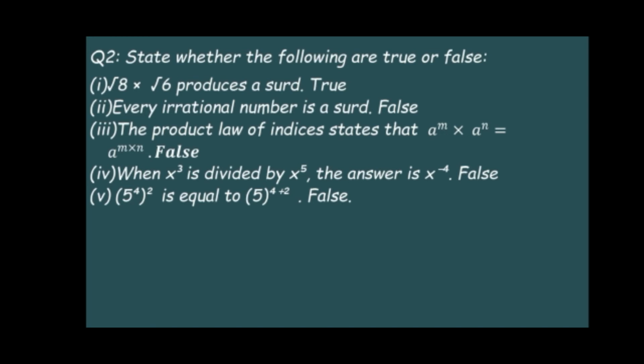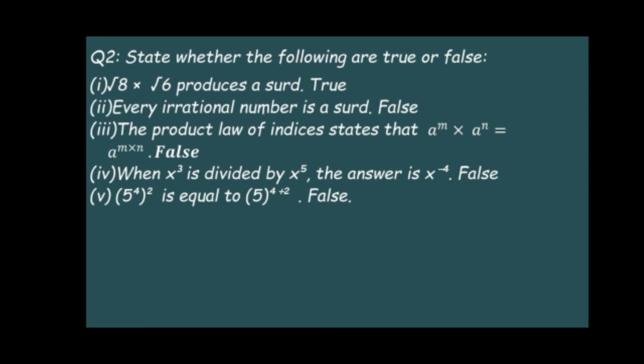Okay. Now part 3: the product law of indices states that a raised to the power m into a raised to the power n equals a raised to the power m into n. No, it's false. On the contrary, it equals a raised to the power m plus n. Okay. Now part 4: when x raised to the power 3 is divided by x raised to the power 5, the answer is x raised to the power minus 4. No, it's not the case.